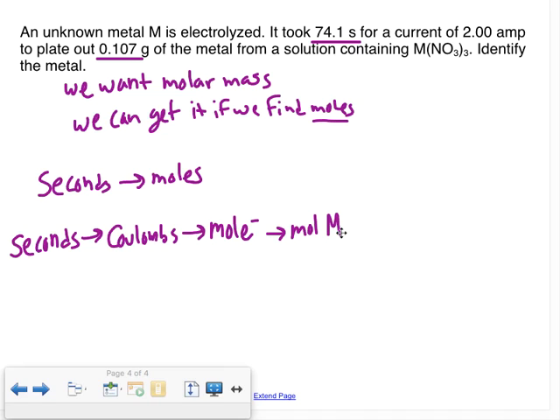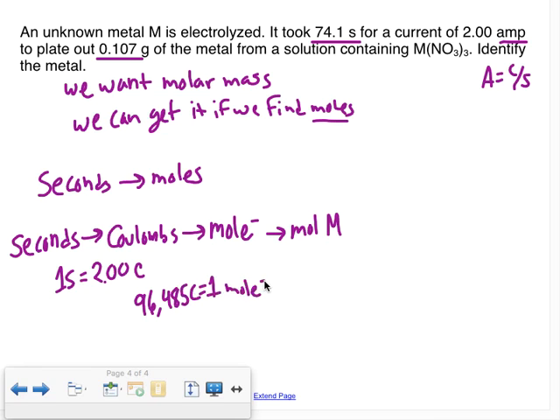So let's think about what those conversion factors are going to be. Remember an amp, so it's written AMP, but that means A, and that is coulombs per second. So that means 2 coulombs would equal 1 second, or you can convert between 1 second and 2 coulombs with the current. Coulombs and moles of electrons, we use Faraday's constant. 96,485 coulombs is the charge of 1 mole electrons. And then the moles of M.